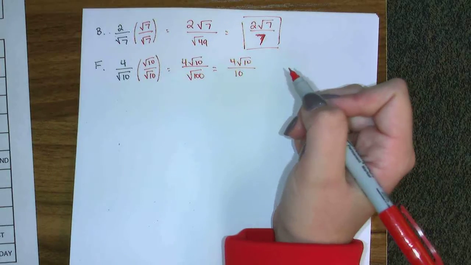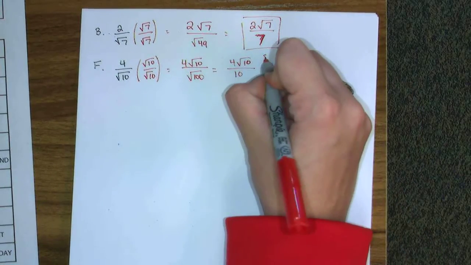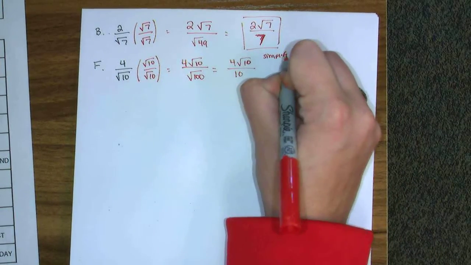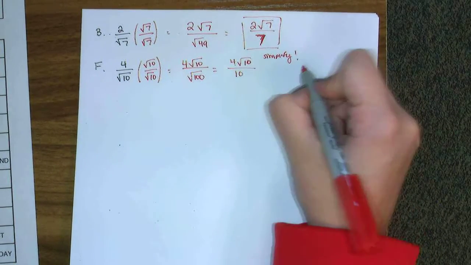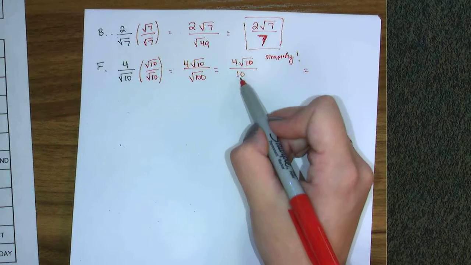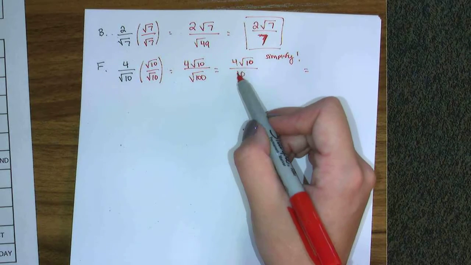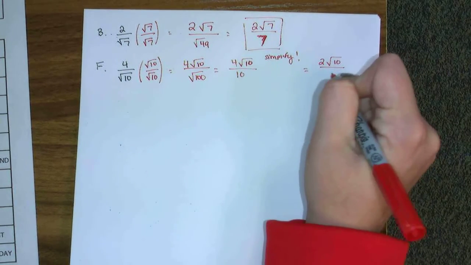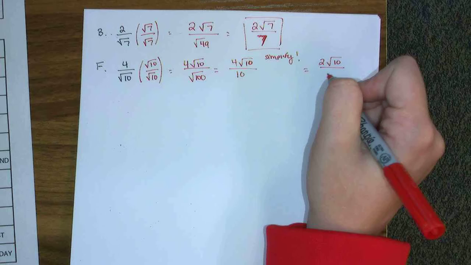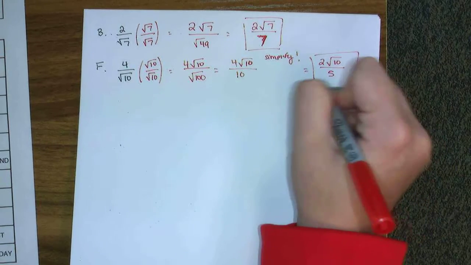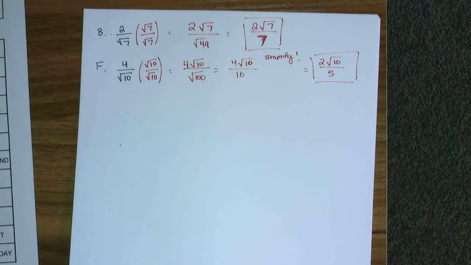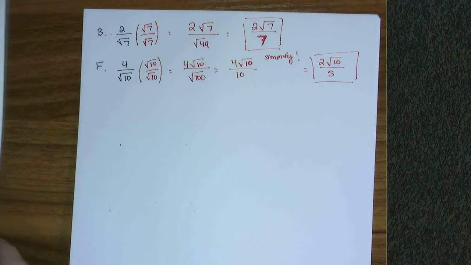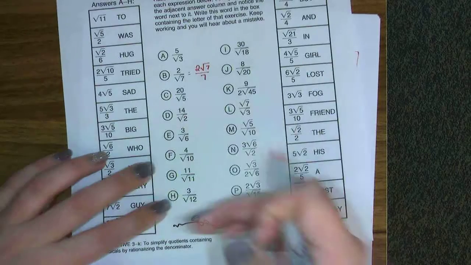Now, this is not my answer. I need to simplify. So 4 and 10 have a 2 in common, so I can pull out a 2 top and bottom, leaving me with 2 root 10 over 5. So this would be my answer for that one. So F is, come over and write 2 square root of 10 over 5.